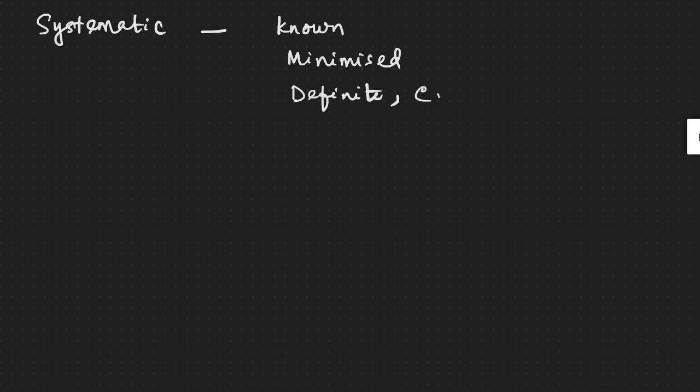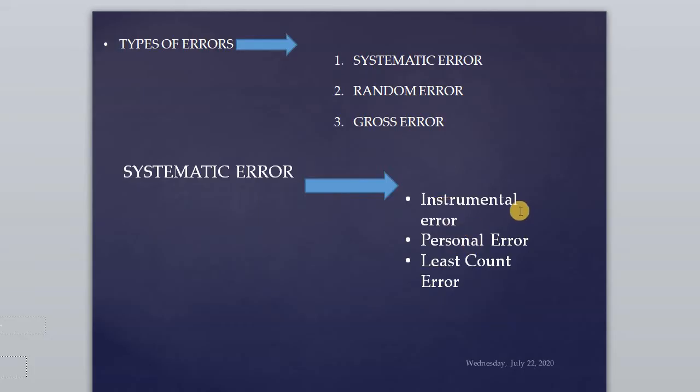when the errors are known, we know what kind of error it is and it can be minimized. We want to reduce the error, and also the error is very definite and can be calculated. Okay, why is it definite? Because it can be calculated. Now there are many types of systematic error, as you can see here: instrumental error, personal error, least count error.